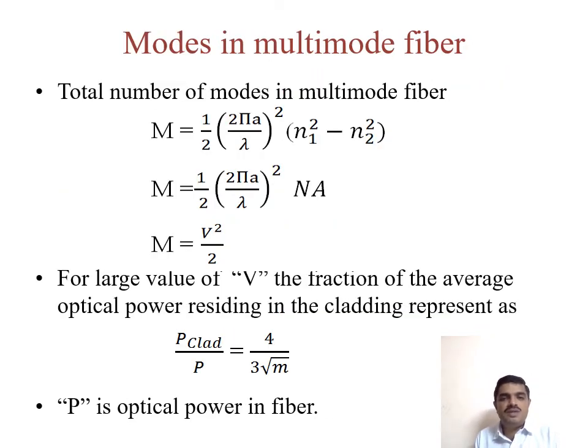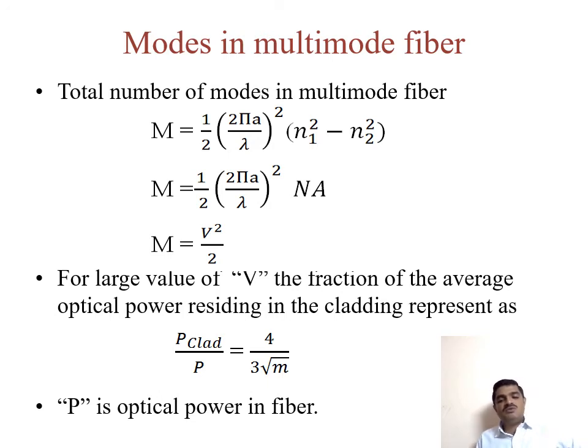Modes in a multimode fiber are represented as capital M equal to 1 by 2 into (2 pi a divided by lambda) whole square into (n1 square minus n2 square). So it is represented with numerical aperture: M is equal to 1 by 2 into (2 pi a) square into numerical aperture. M is equal to V square by 2. For large values of V, the fraction of average optical power residing in the cladding, P clad divided by P, is equal to 4 by 3 into root M, where P is the optical power in the fiber.